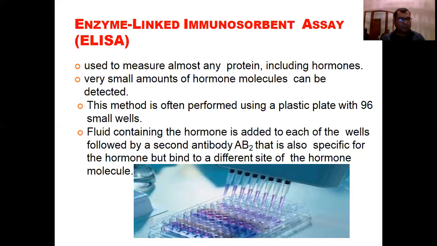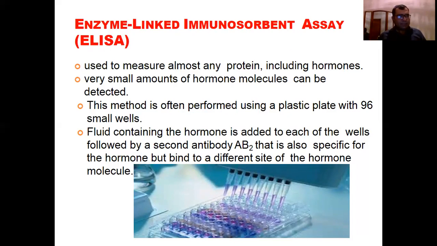This method is often performed using a plastic plate with 96 small wells. Each well is coated with the antibody AB1 that is specific for the hormone being assayed. Fluid containing the hormone is added to each of the wells, followed by a second antibody, AB2, that is also specific for the hormone but binds to a different site of the hormone molecule.